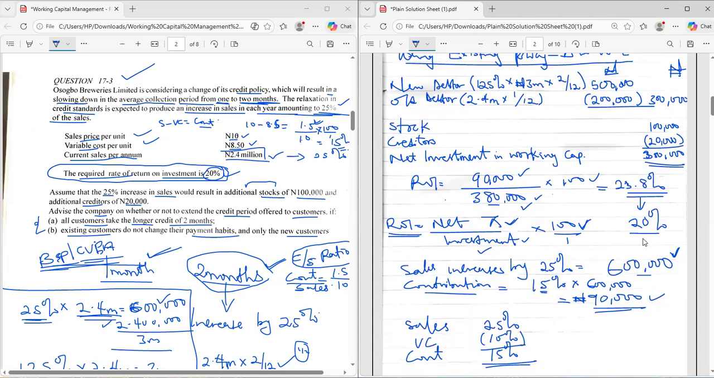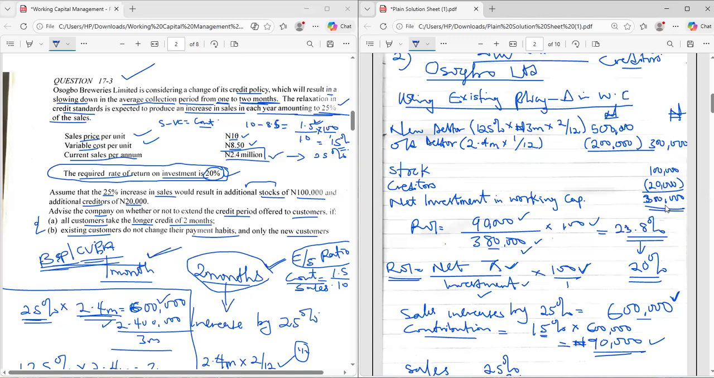Who can interpret this? You got 23.68% from this investment. If you invest 380, the profit you are going to get is 90. It therefore means that the return on investment is 23.68%. And shareholders have told you beforehand that if I give you this 380, this 20% is simply what they are expecting if they give you the money. So interpret it for me. What is going to happen here?